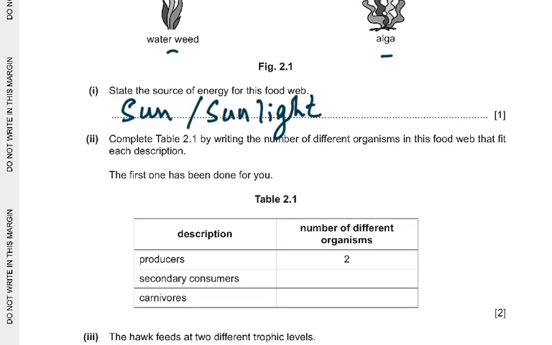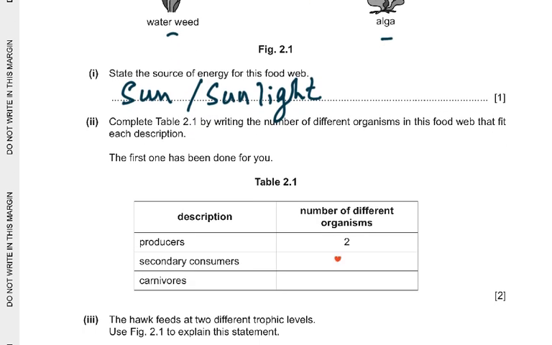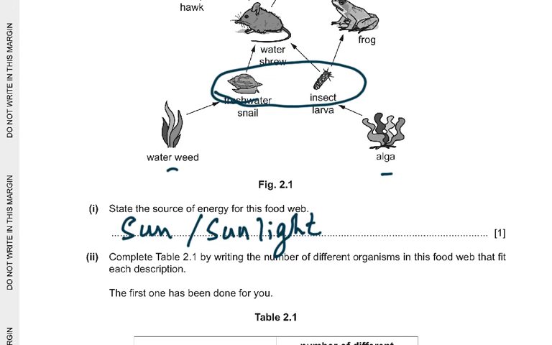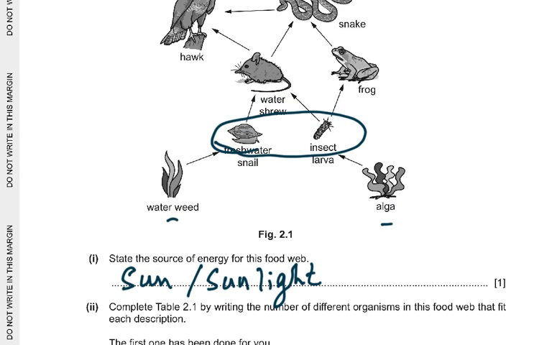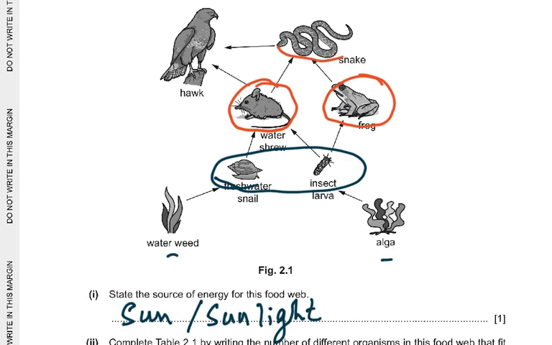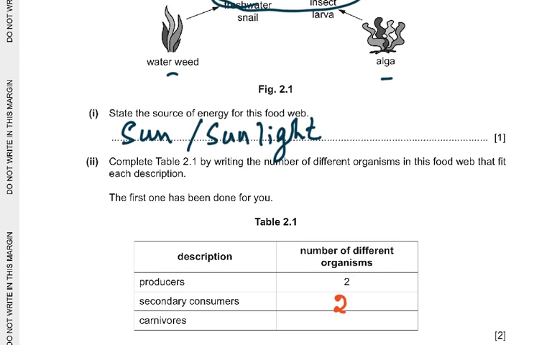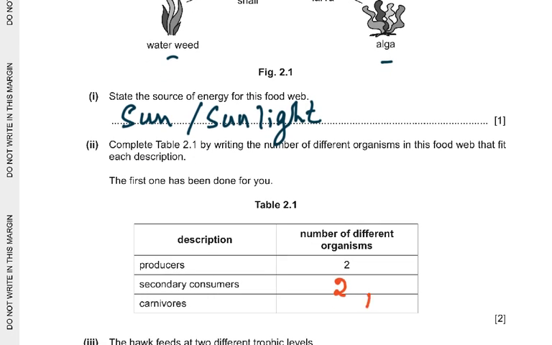Secondary consumers are also two. This says number. Then it says carnivores. So what are the carnivores which eat other animals? This one eats an animal, this one eats an animal, and this one eats an animal. So there are four carnivores. There are four carnivores.